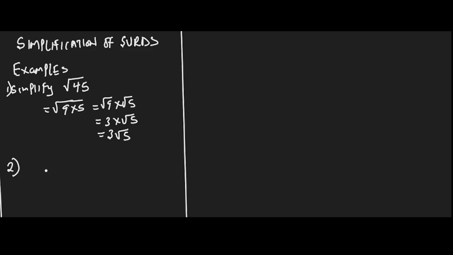Another one, number 2. Root 8. To simplify root 8 simply means to express it in its basic form, which is going to give us root 4 times 2, and that's root 4 times root 2, and that's going to give us 2 times root 2, and we have 2 root 2.